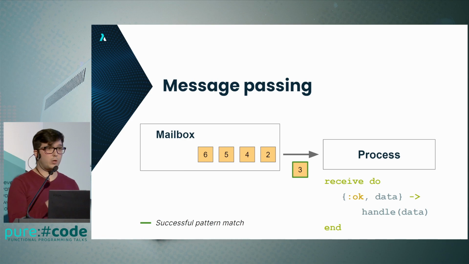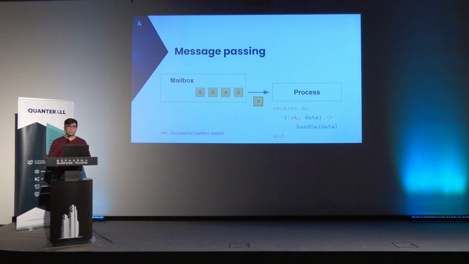If that match didn't occur, the receiver would have continued to read or match all of the messages in the queue, in the mailbox, and try to match them against the given pattern. If it goes through all of the messages in the mailbox and none of them match the pattern, the process will block and will wait for a message that matches the pattern to arrive in the mailbox.